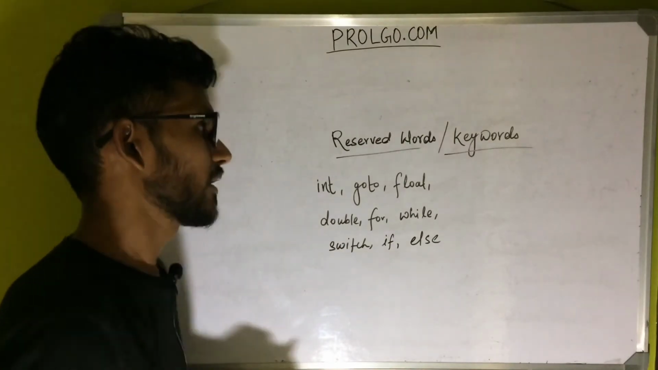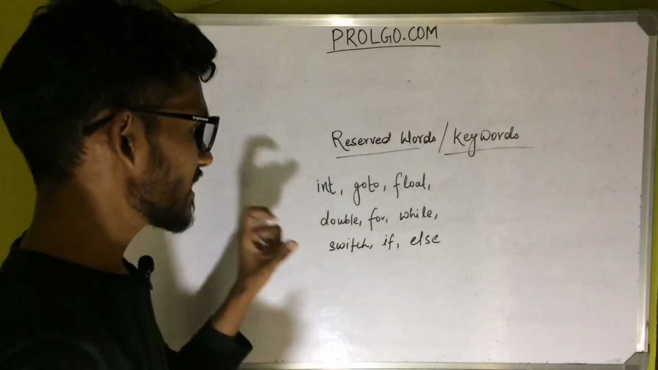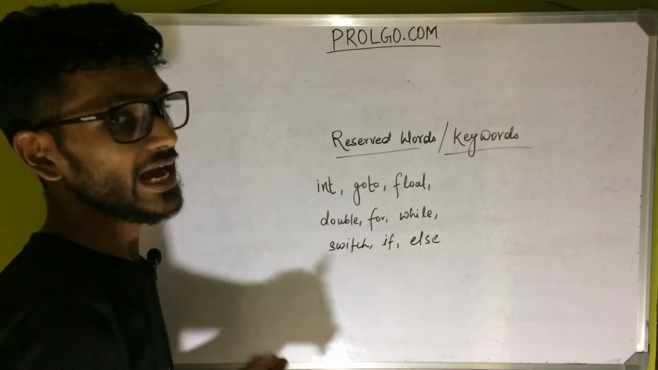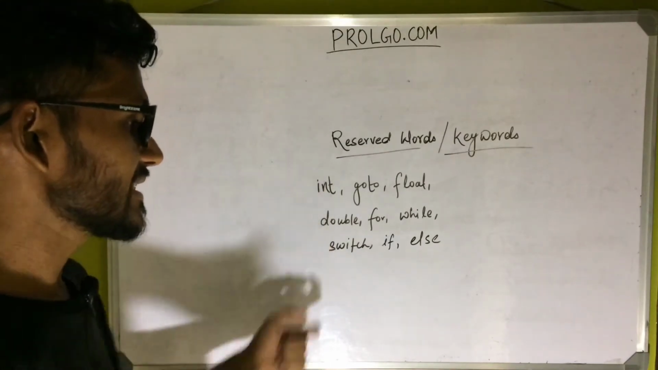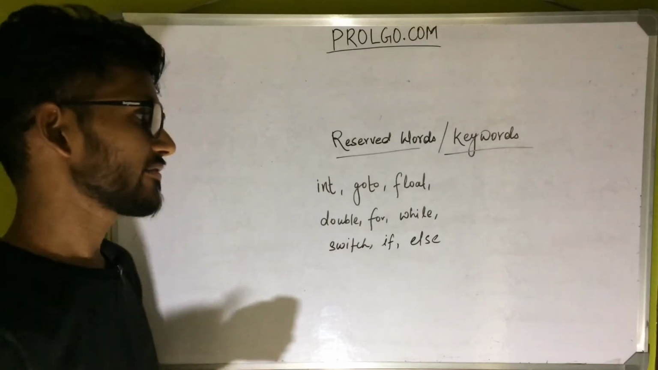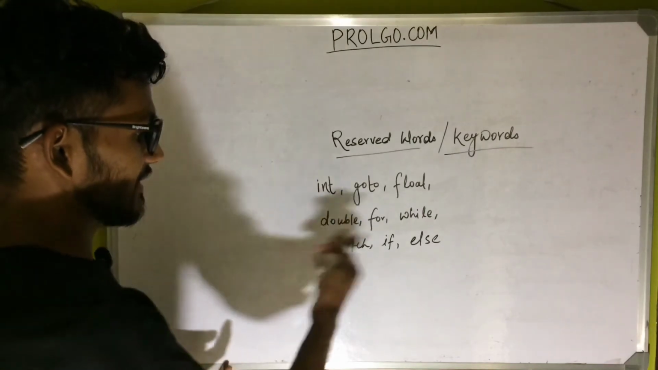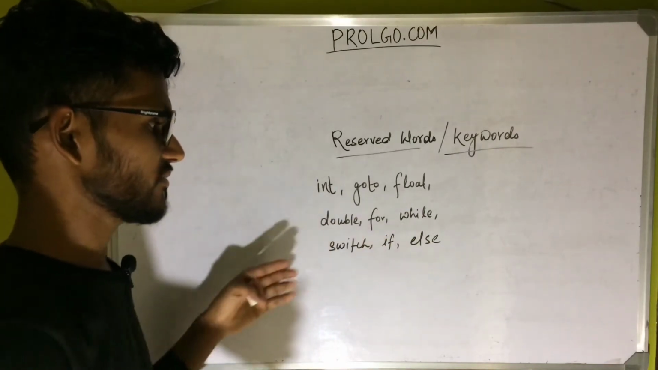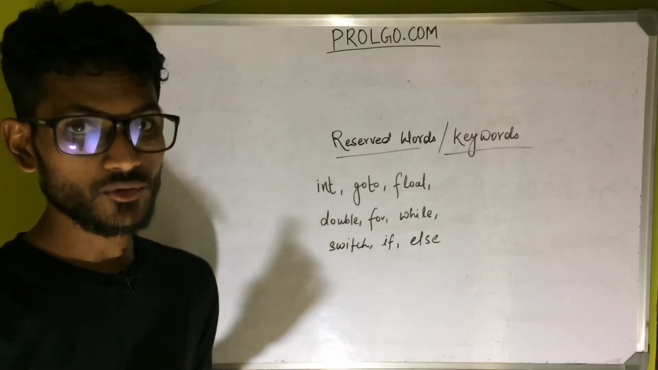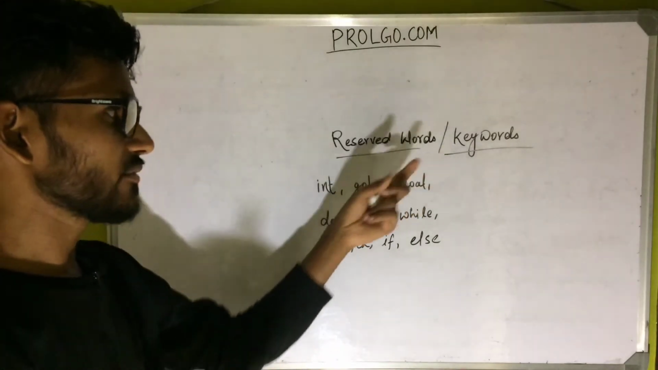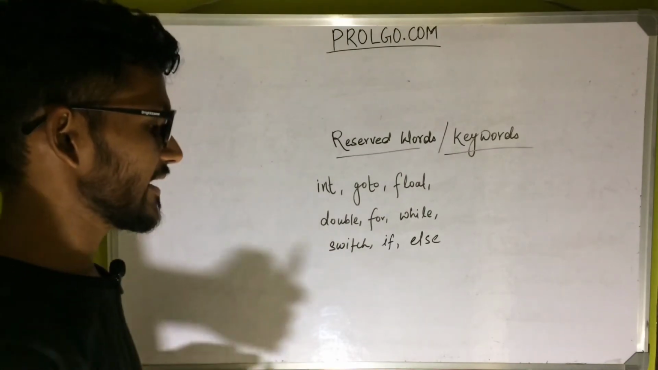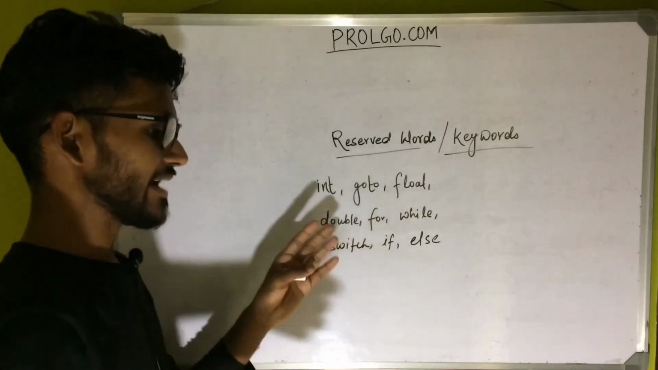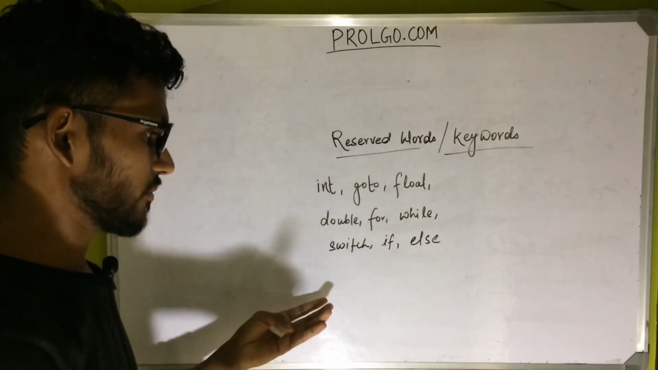Reserved words or keywords. These are some of the words which are already reserved in C programming, and these cannot be used as an identifier, like switch, if, else. As of now, in the book there are a total of 32 keywords mentioned. Those are the words which cannot be used as an identifier, because they have a special meaning in our program.